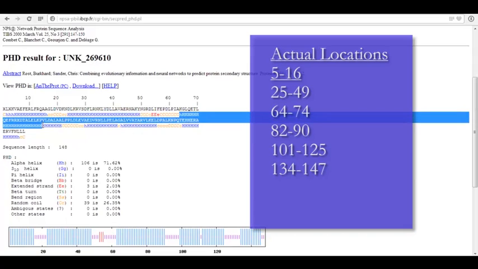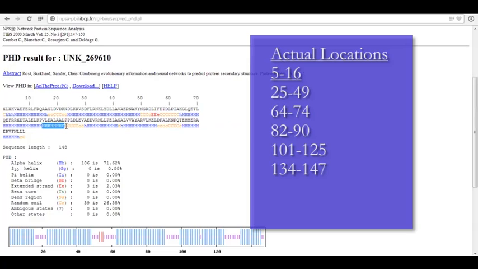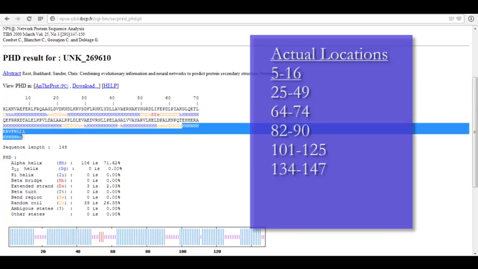Third goes from 64 to 74. Looks like the prediction was a bit longer. Then 82 to 90. Well, that's about here, so really there should be 2 helices here, but it predicted one long one. And then 101 to 125. 101 is where the 30 is, so 70 plus 30. So really that's one long helix in actuality instead of 2 shorter ones. Finally, 134 to 147 did pretty well there.